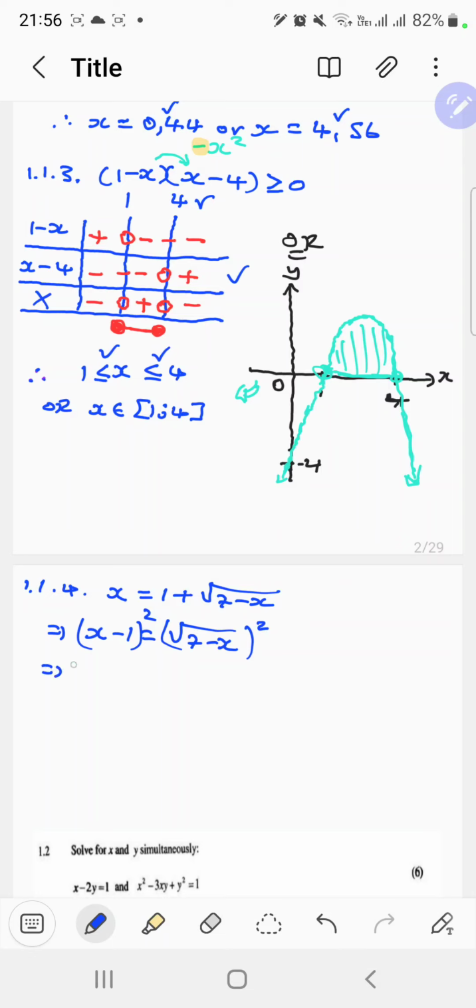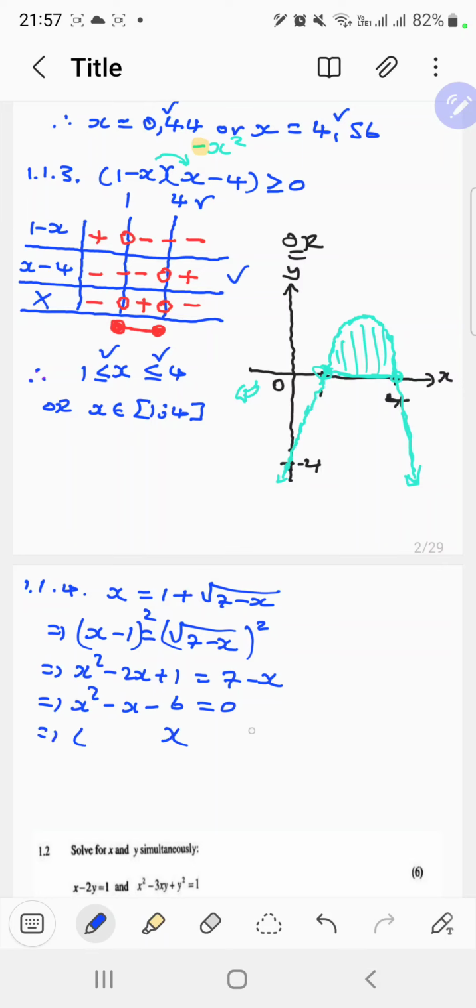Okay, so this is good. So we FOIL this out. It gives us x squared minus 2x plus 1 equals, and then here we simply take away the square root. So when we remove those brackets, what happens? We can transpose x to the other side, so we get x squared minus x, and then we bring in the 7, it becomes minus 6 equal to 0.